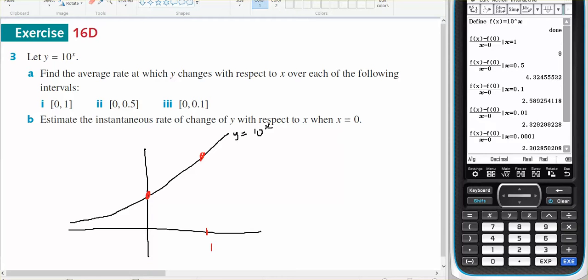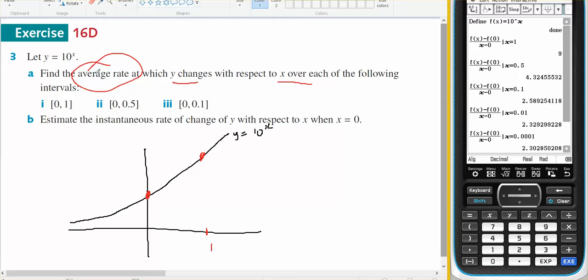This is for Year 11 Methods. It comes out of 16D, question number 3. Let y equal 10 to the x. Find the average rate at which y changes with respect to x.